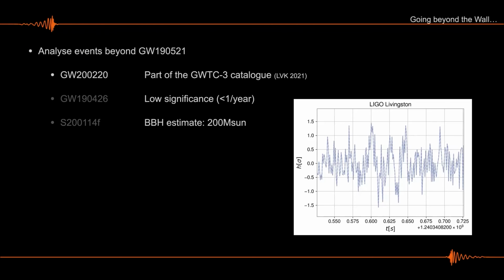The first one is GW200-20. So this is part of the catalog that was recently released by LIGO and Virgo. But I have to say it has a very low statistical significance, below 1 in a year. So that means that the background can give you something similar more than once in a year. For the case of 1905-21, it was 1 in 500,000 years. Do you remember the IFAR of that?